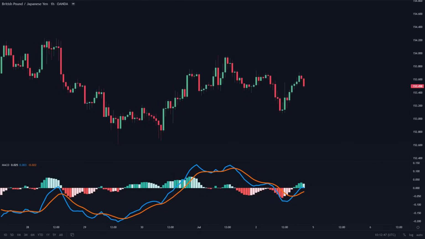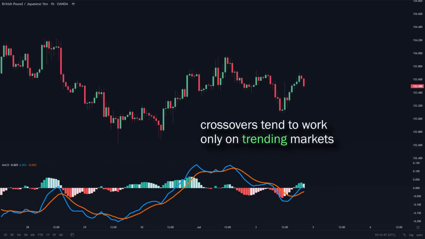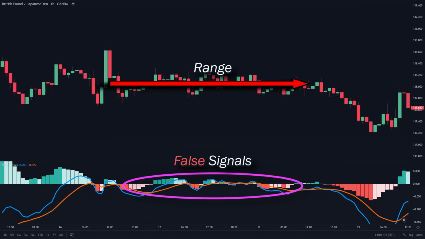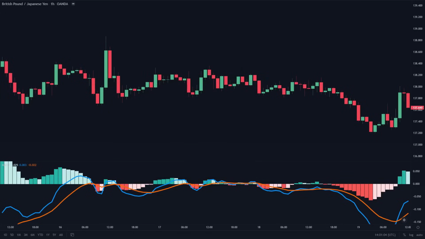So that was a simple MACD strategy for beginners that you can use. Now for advanced traders, if you want to get more profits using the MACD, you cannot simply rely on beginner crossover techniques, because remember, crossovers tend to work only on trending markets. If the market is in a range like this, the indicator will give you many false signals. So that is why, if you want to increase the win rate, I recommend using a more advanced version of the strategy, which is by combining the MACD with price action.